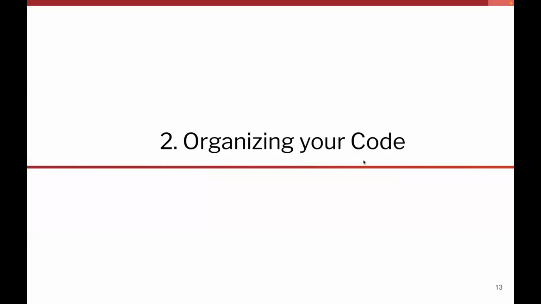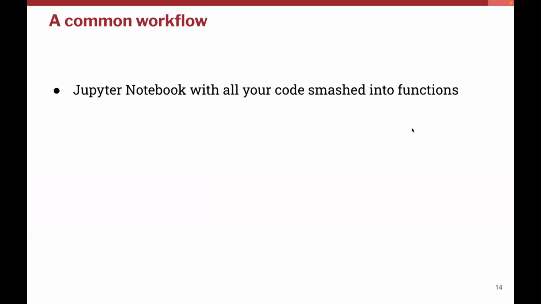Cool. Organizing your code. This is a particular favorite topic of mine, and I'm really happy to be talking about it. So what is wrong with the following workflow? This is something we see a lot. We have a Jupyter notebook. All our code is smashed into the notebook. We might have a section that does data processing, a section that does data loading, a section that defines all the PyTorch models, and then a plain loop in the Jupyter notebook that takes care of training the model.